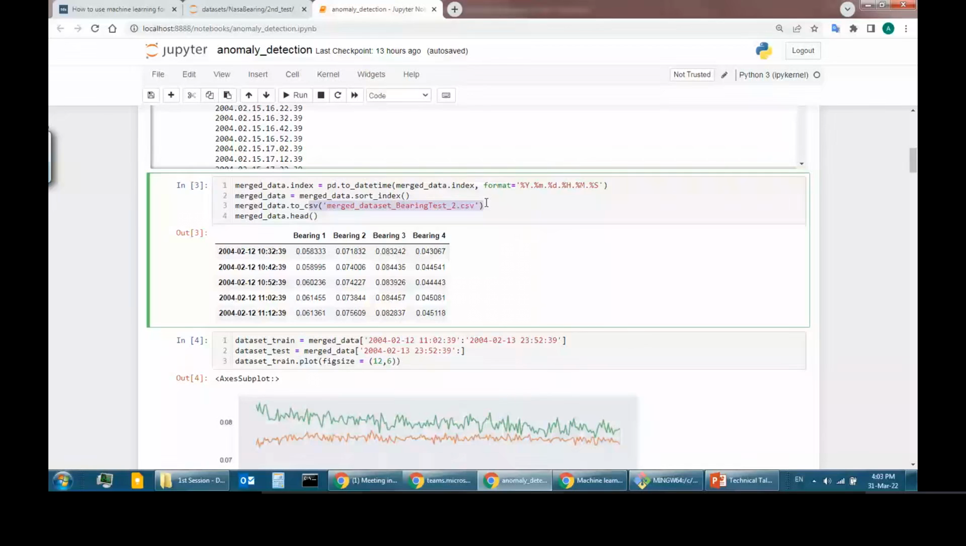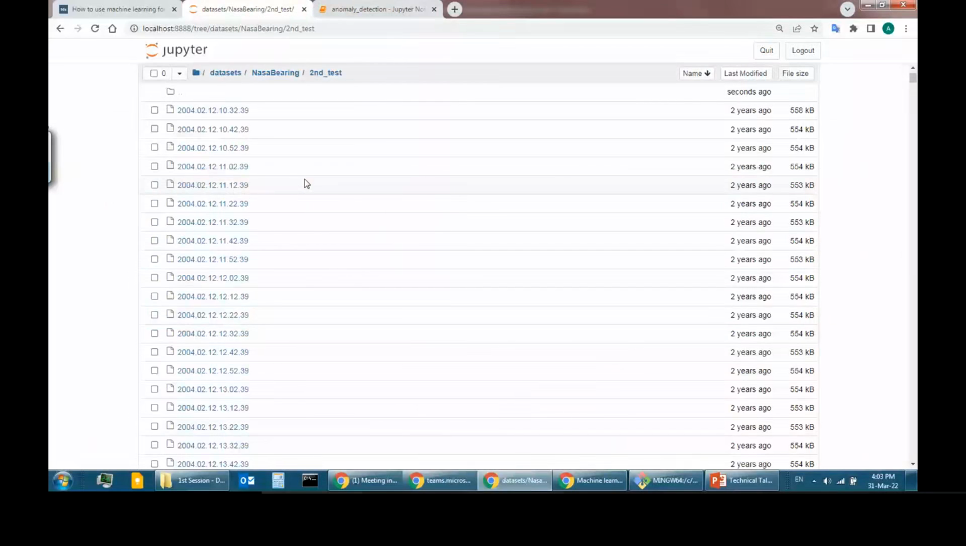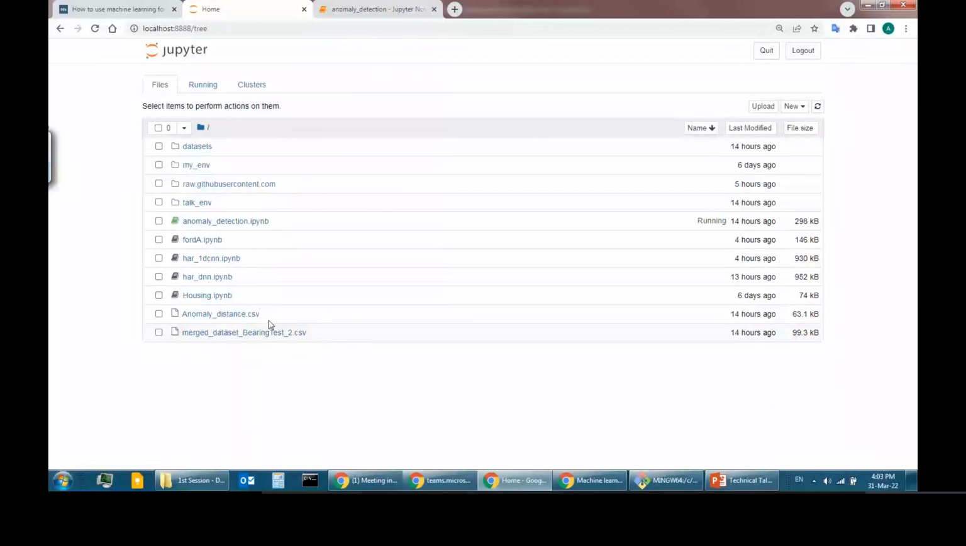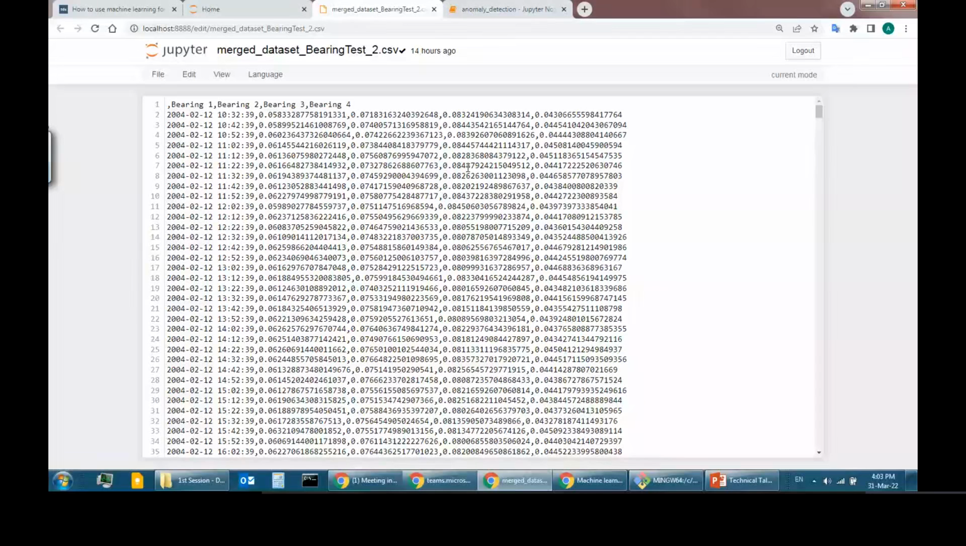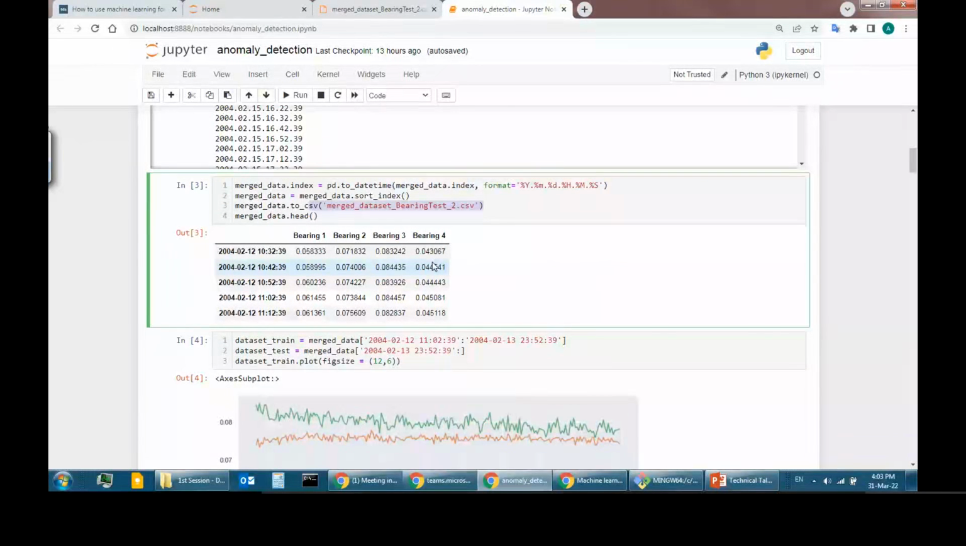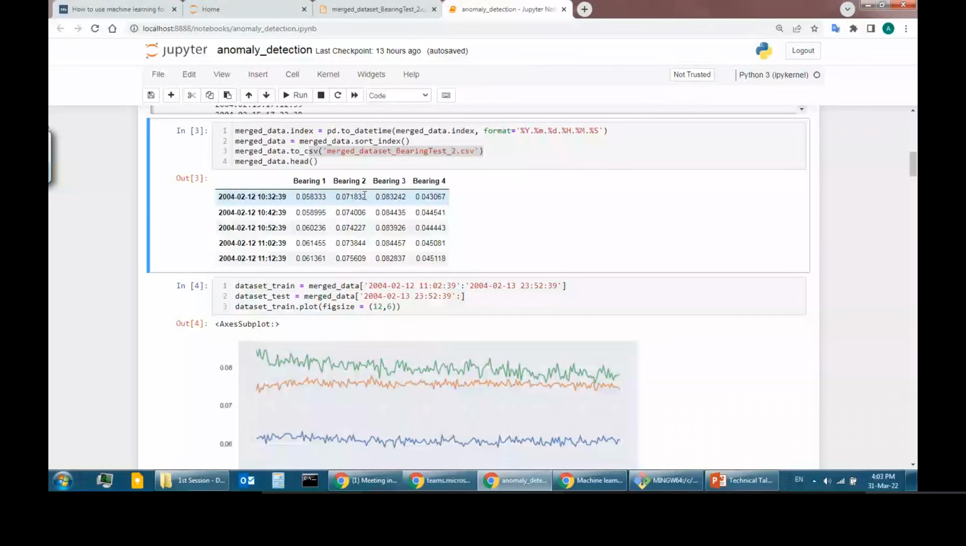So this file will be here, in this case. They produce this merge data bearing. This is the result. So they have combined 4 columns from many different files. From each file, they have taken one line. This is a sample of the data, how it looks like, 4 readings for the 4 bearings. And the time label used to be the title of the file.